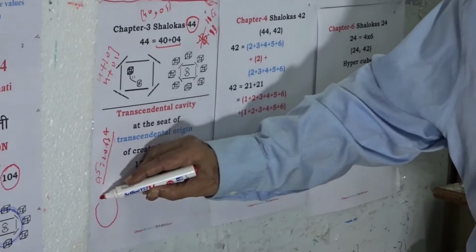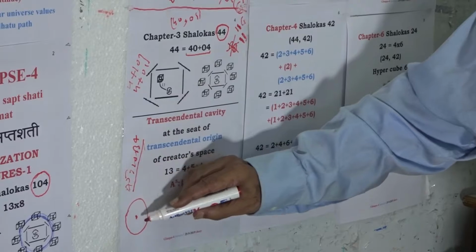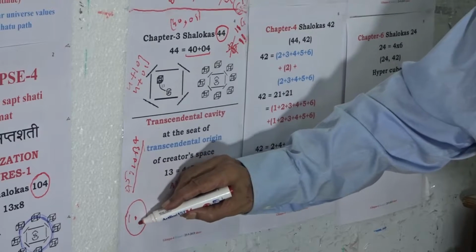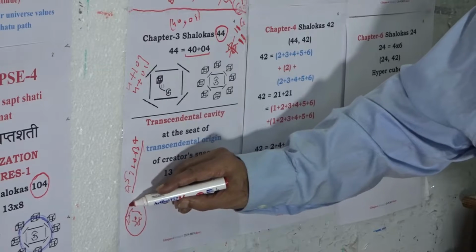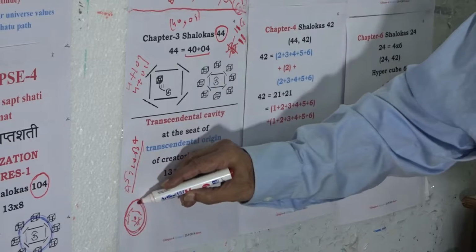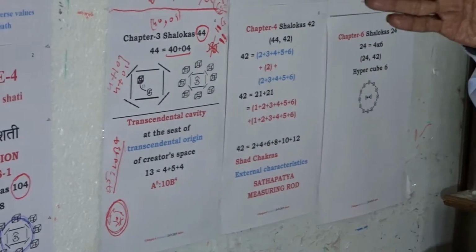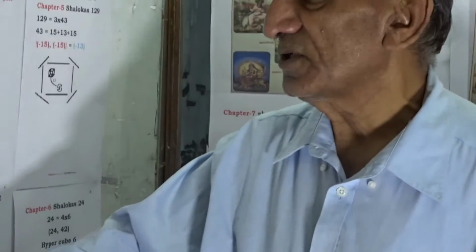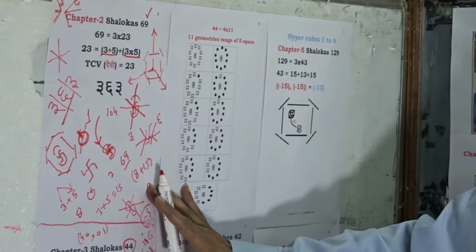Let us recapitulate. Initially we are reaching the seat of a transcendental origin within creator's space, and thereafter we are reaching the creative boundary of a 5 space. One shall sit comfortably and sequentially chase this reach from chapter 1 to chapter 2, then from chapter 2 to chapter 3.